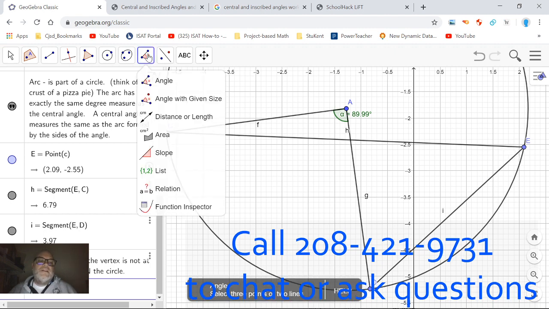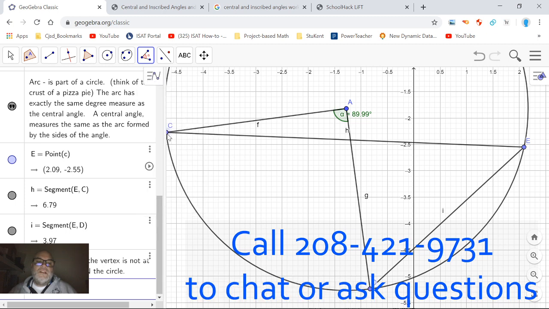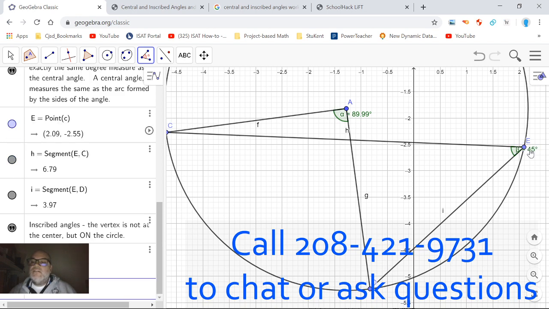Well, let's measure it, okay? So we're going to measure that angle. Watch, because I'm putting C, E, D. Check it out. This is 90, this is 45, roughly. There's a little rounding going in there. 45 is half of 90. Half. So that's kind of interesting.